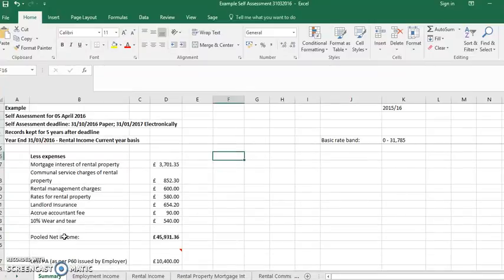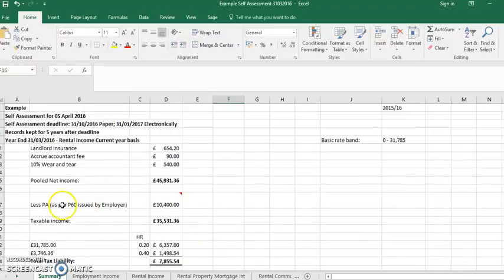So like any good accountant, we're looking to reduce the tax liability as much as possible. And we have looked to allowable expenses, which the client is allowed to claim on their self-assessment. These particular expenses are mortgage interest of the rental property, any charges relating to the rental management or rates, insurance, and in particular the 10% wear and tear, which actually ended at the 2016 tax year end. This then provided the pooled net income, and then we allowed for the personal allowance.